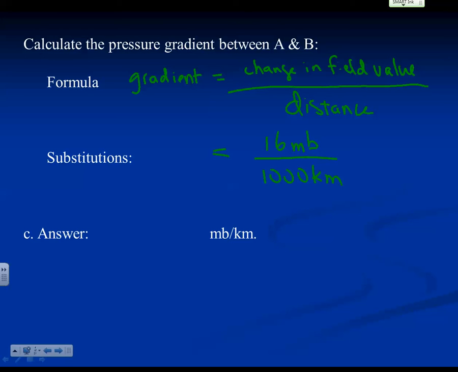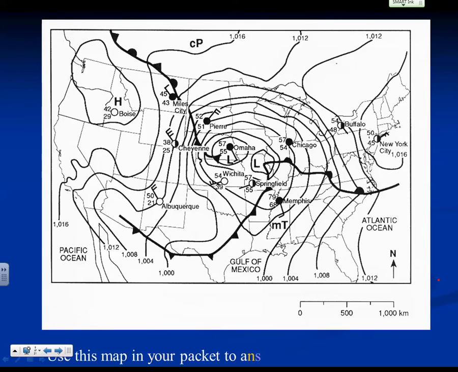So I have a calculator off here on the side. I could actually do this on the smartboard too. But when I do this, I get a very tiny number, 0.016 millibars per kilometer. Units are important. The way you derive these units is just by looking over here. Millibars are being divided by kilometers. All right, so hopefully you see that example.